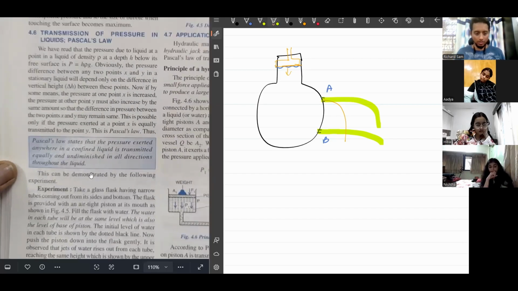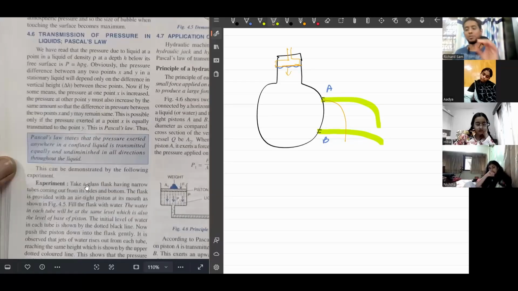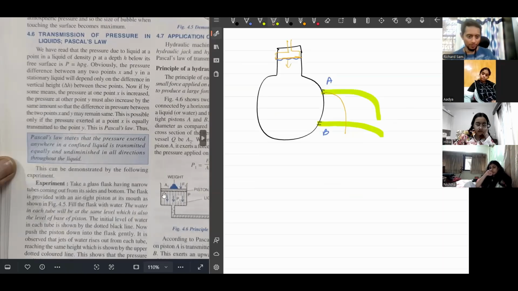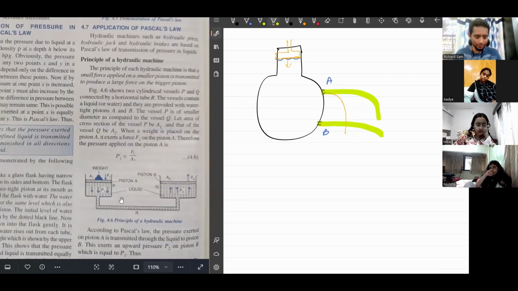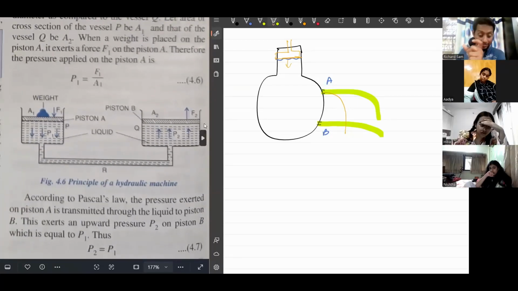So using this principle, they have made some machines called hydraulic machines. They're very important nowadays, and they are used to lift extremely heavy weights. So we'll see how that works. This diagram over here, you can see there are two containers and there are pistons on both the ends.